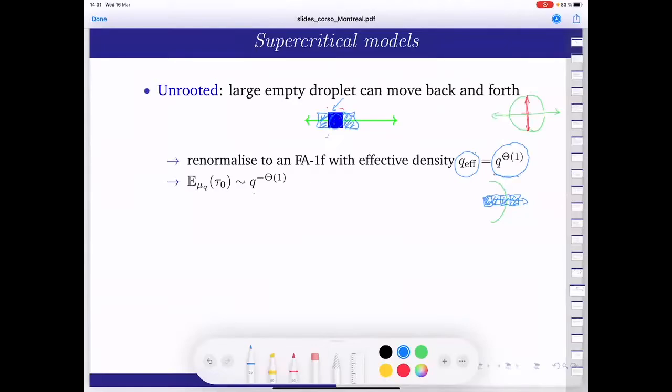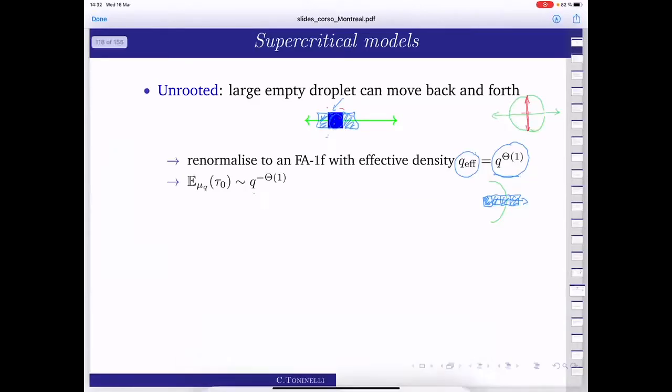So the time scales, say the relaxation time or the infection time, scale as an inverse power of Q for these models. Okay. So now this is the case in which I can move this droplet back and forth.